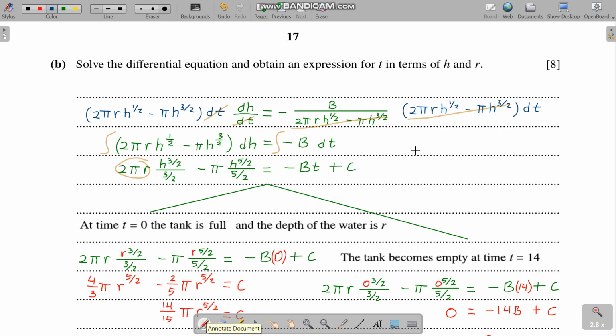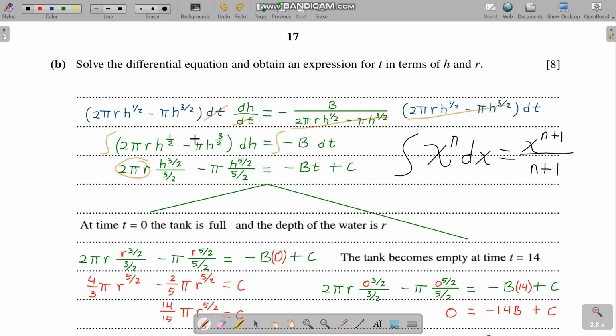So the integration rule is from the MF19: the integral of x to the power of n dx is x to the power of n plus 1 divided by n plus 1. So this is the rule for integration. That's why we get from here to here.